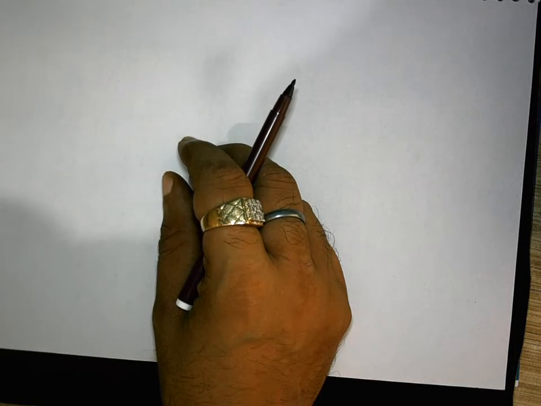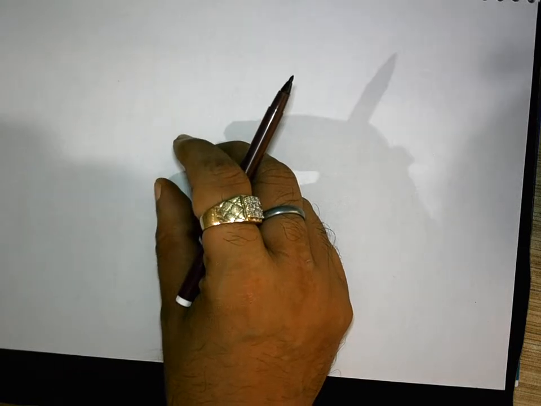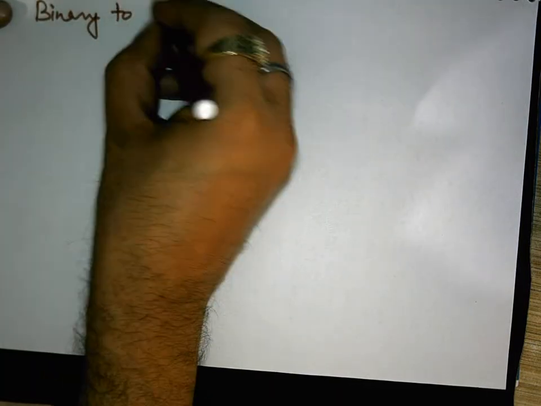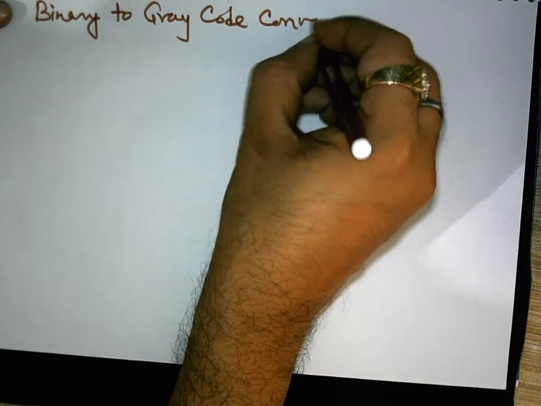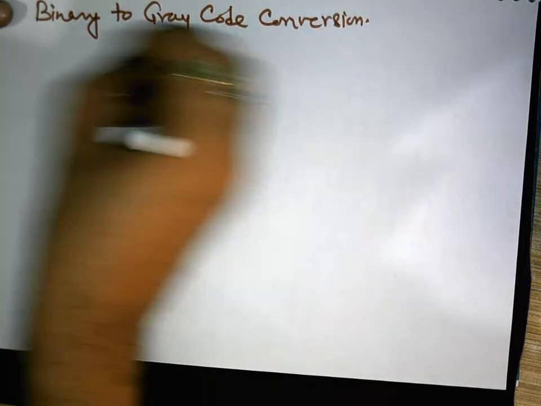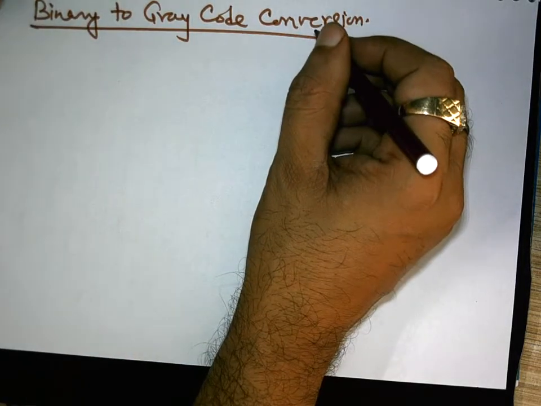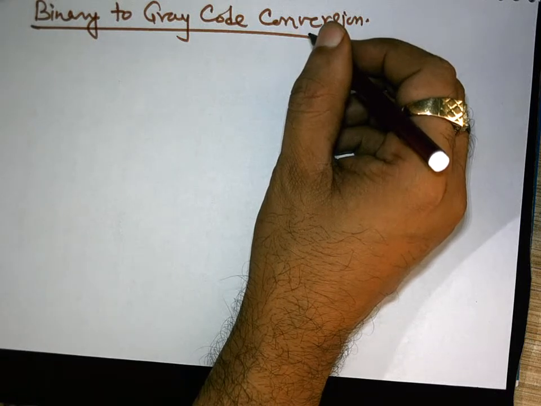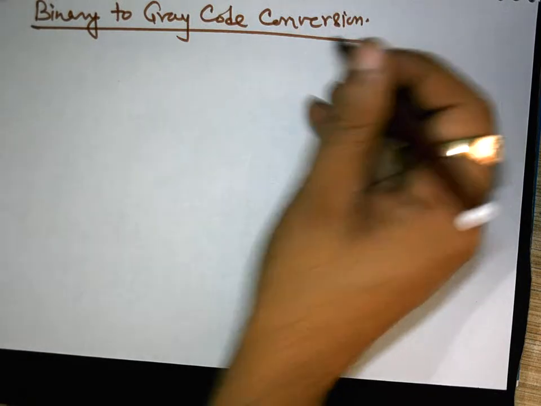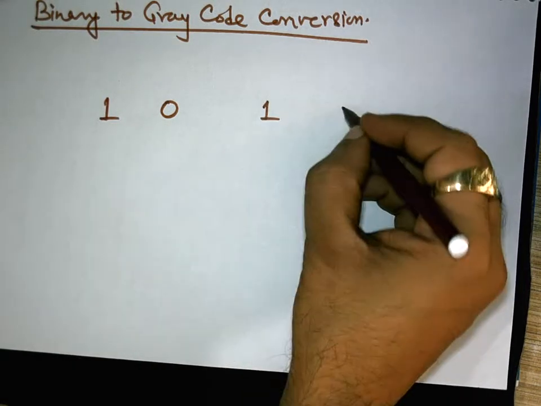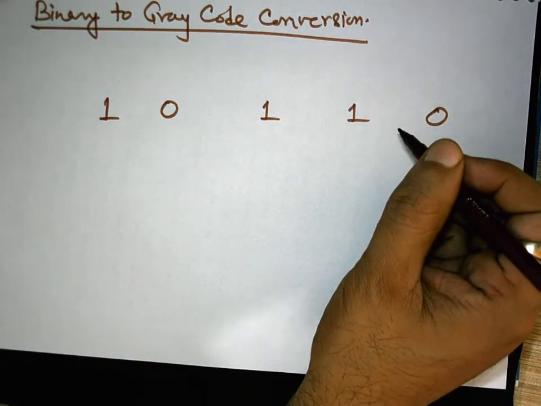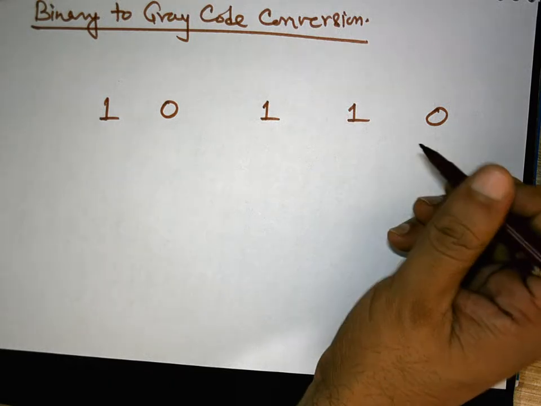Now the problem is binary to Gray code conversion. Suppose a binary pattern is given to us; we can pick any binary pattern. Suppose the binary pattern is 10110, and we wish to convert it into the corresponding Gray code.